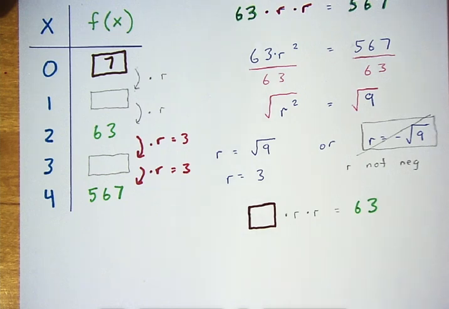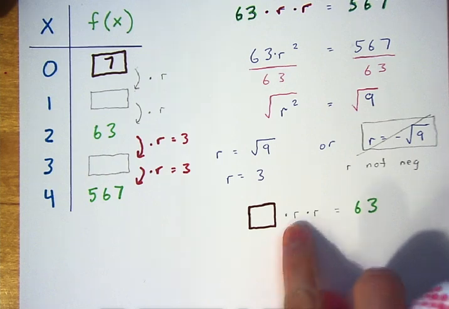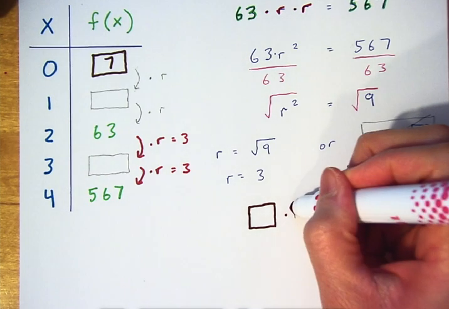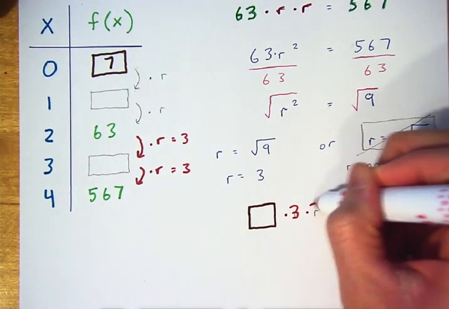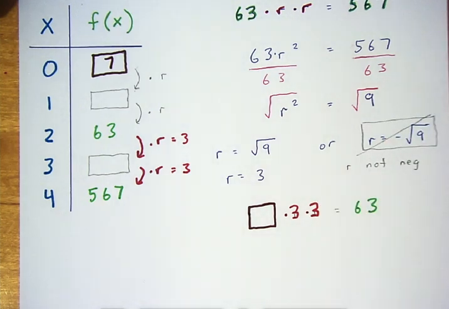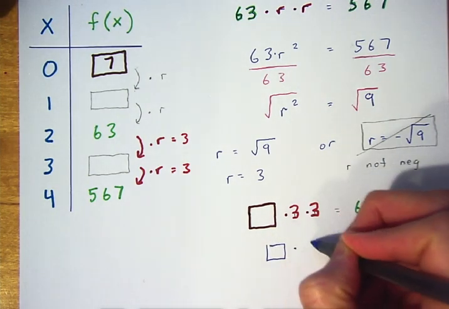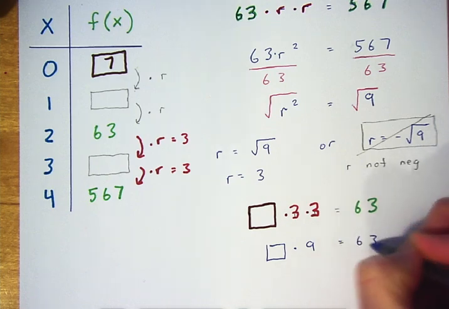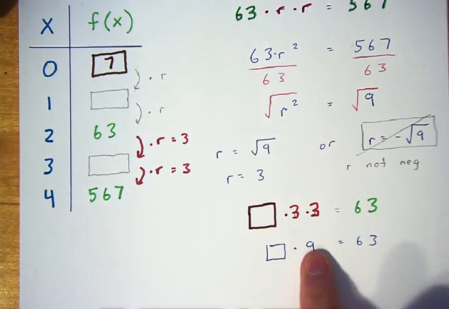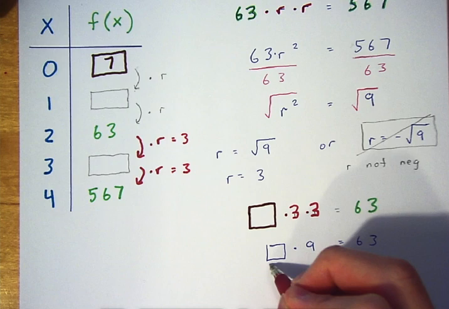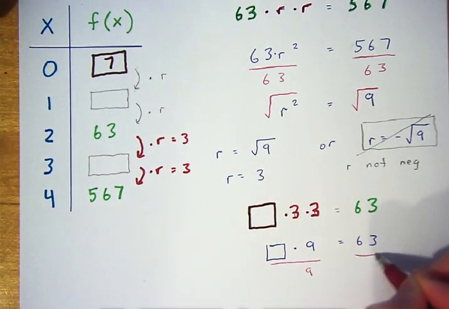And we know here that your r is 3. So this is times 3 times 3 will equal 69. So therefore, this box times 9 is equal to 63. To get rid of times 9 from this side, I'm going to divide each side by 9.